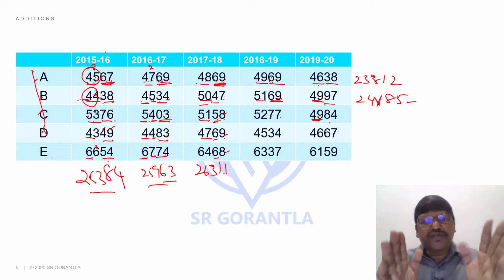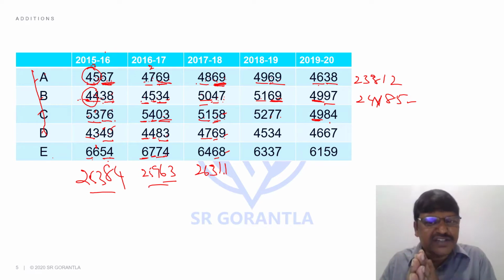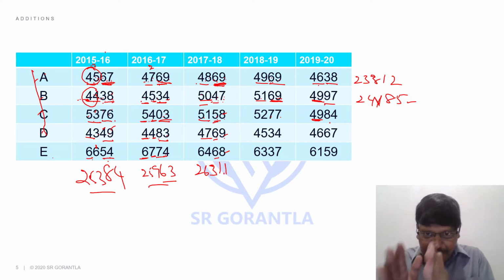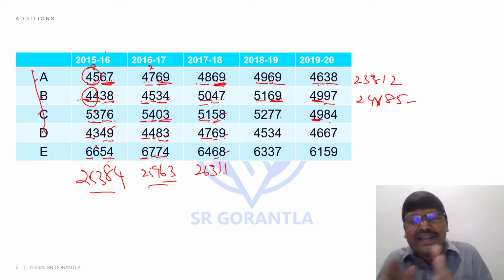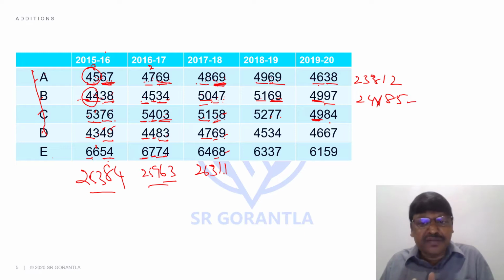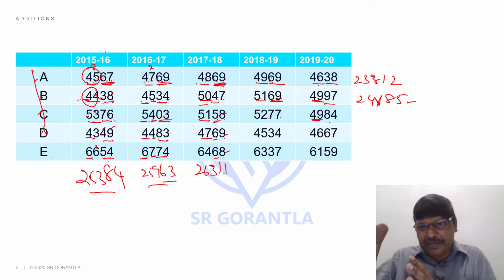Suppose today you have done only 10 questions in 10 minutes. Tomorrow you should try to do at least 11 questions in the same 10 minutes. The day after, 12 questions. The time is fixed at 10 minutes.